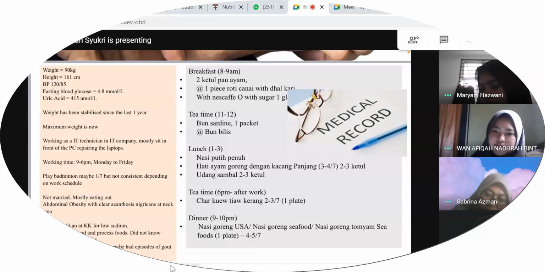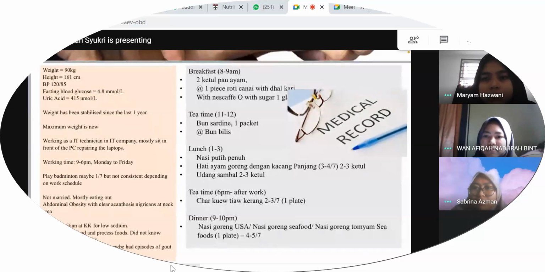Okay, then other than high purine, what are the MNT strategies to help patient managing his gout beside high purine? What else? Caffeinated. Okay, caffeinated 2 kali sehari. Is that okay? No. What is the recommendation? 2 cup a day. 2 cup lah. Patient minum berapa? 2 cup. Then okay, so that's still okay.